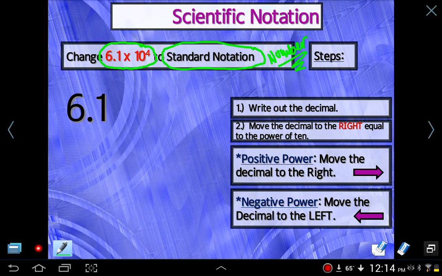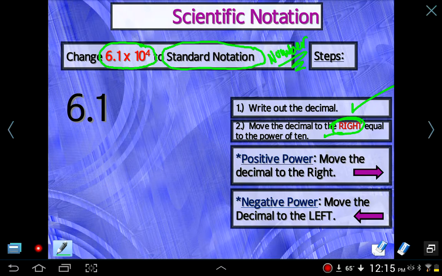So, let's look at what we have here. We have 6.1 times 10 to the 4th power. Now the very first step is to write it out as a decimal. I've already got that down, and I have not moved the decimal point. All I've done is write out 6.1. Then, move the decimal to the right, equal to the power of 10.